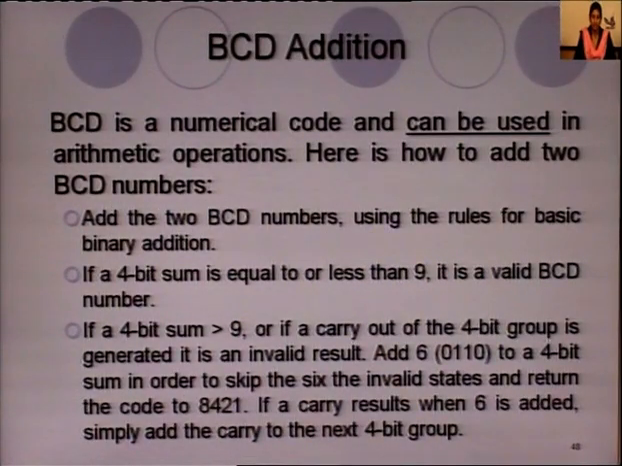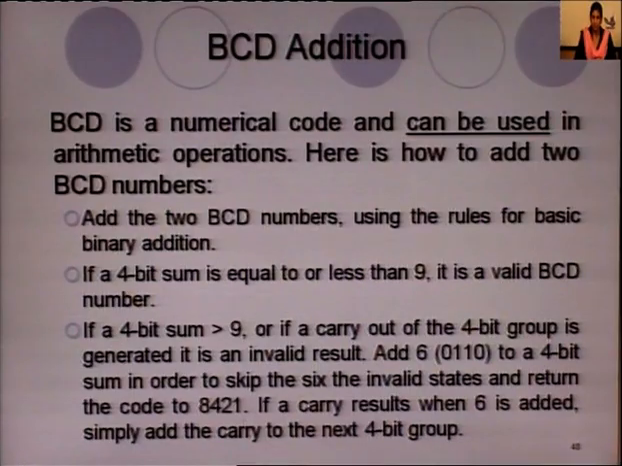Now we will study how to perform BCD addition, that is binary coded decimal addition. BCD is a numeric code and can be used in arithmetic operations. Arithmetic means addition, subtraction. Here is how to add two BCD numbers. There is a procedure to apply addition on two numbers of multiple bits. The first step is to add the two BCD numbers using the rules for basic binary addition.